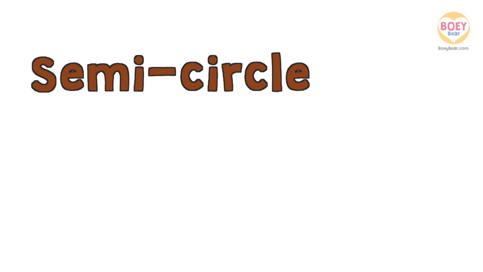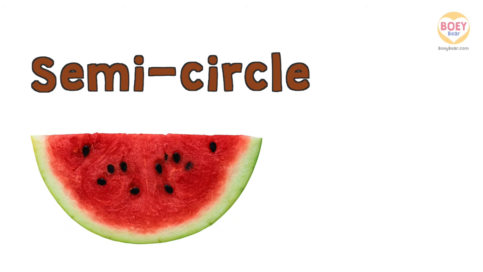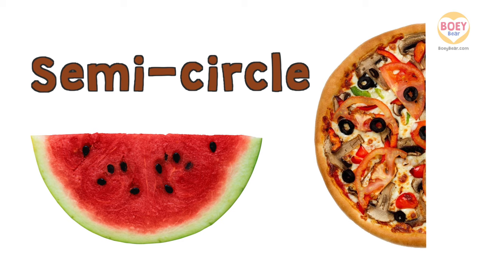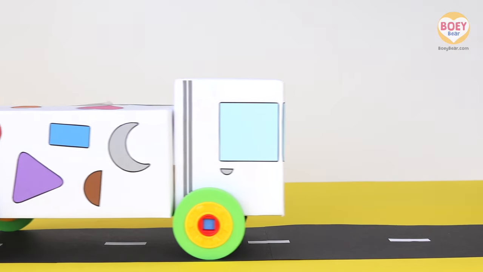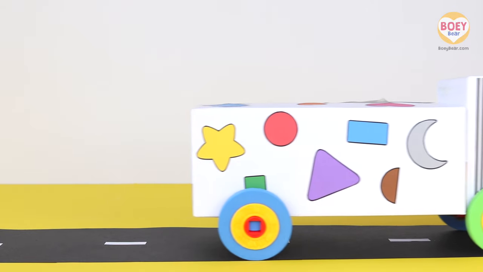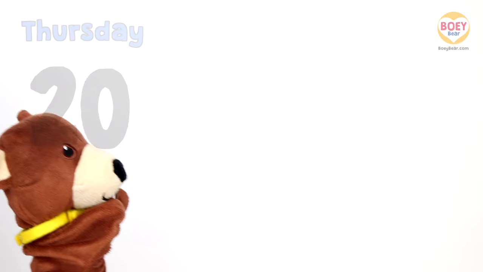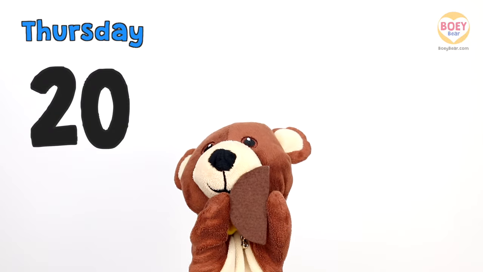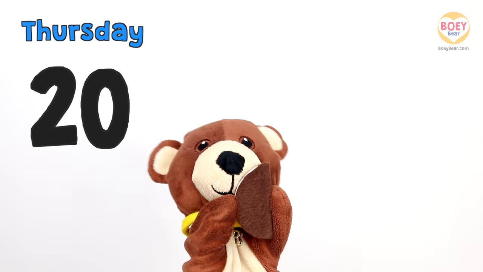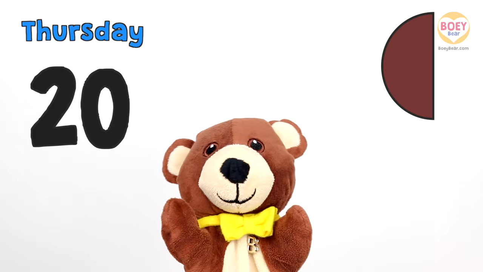What things around us are semicircle? Get ready to answer. A semicircle. Slice of watermelon. And a semicircle. Slice of pizza. Great! Thank you, Shapes Truck. So today's shape is a semicircle. Yay!